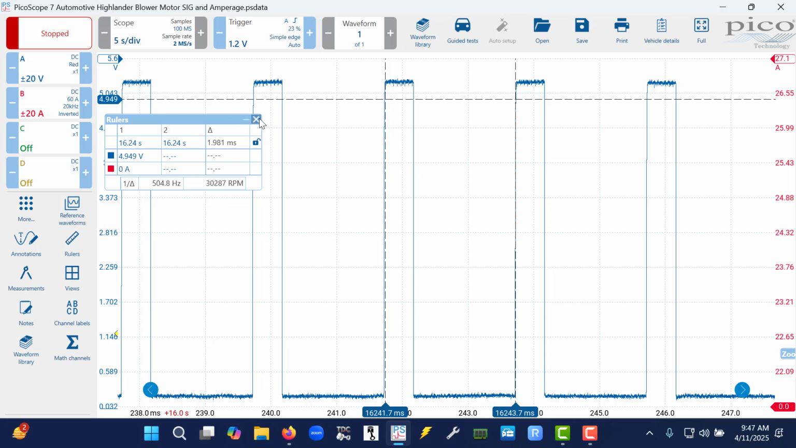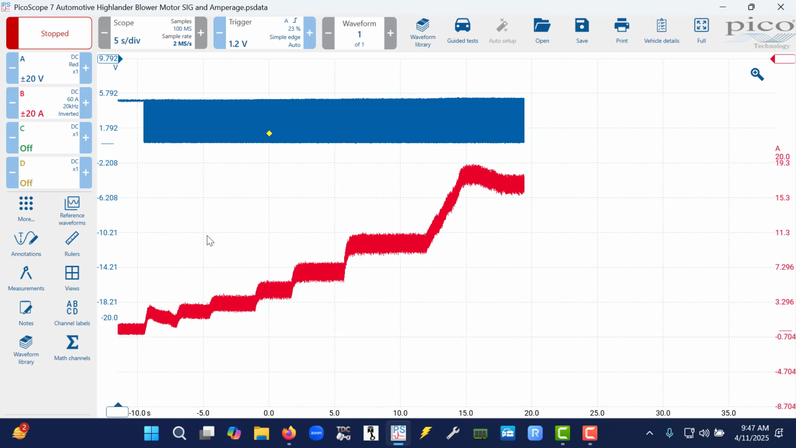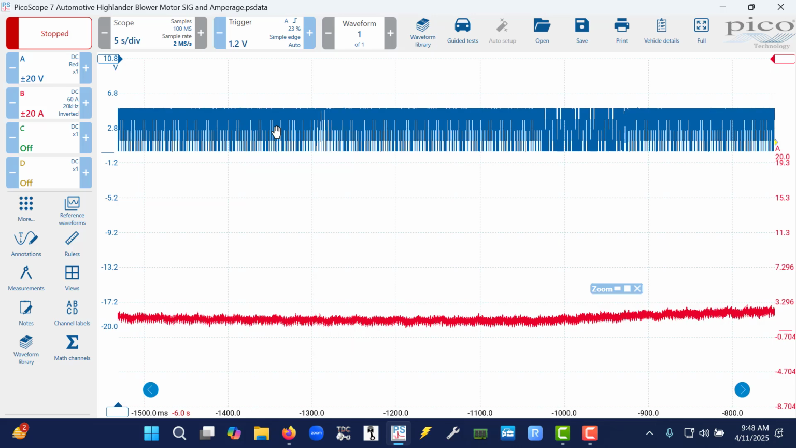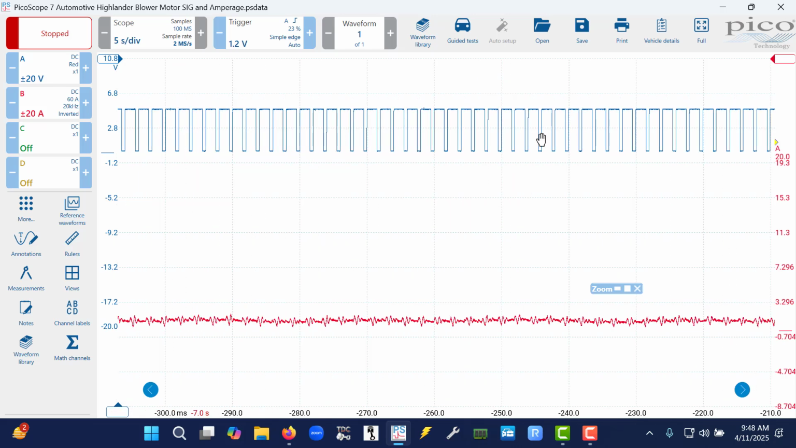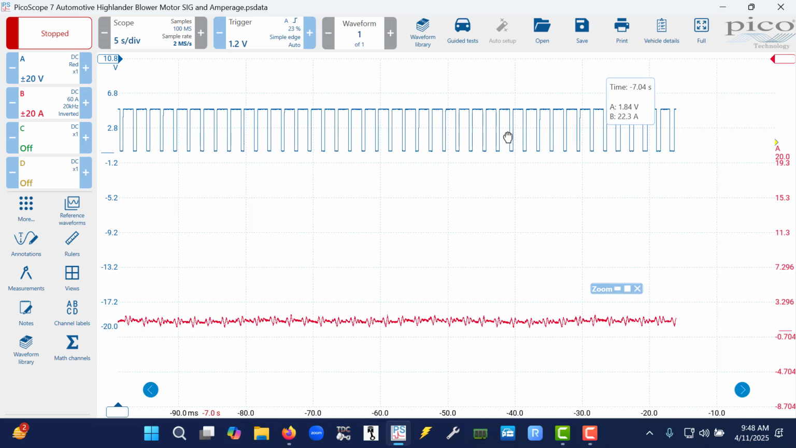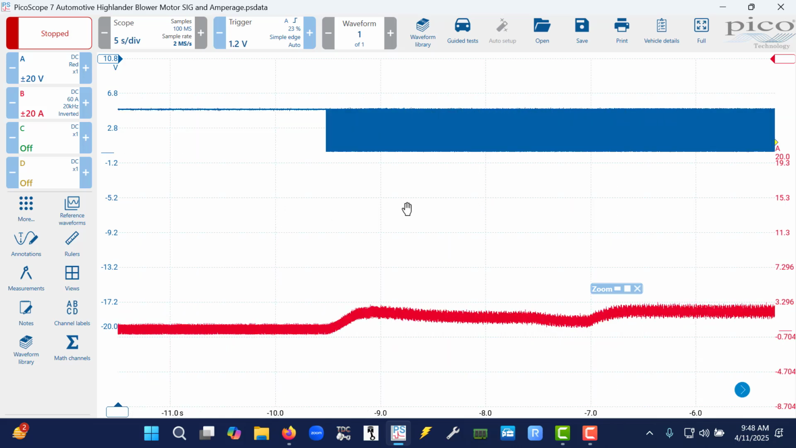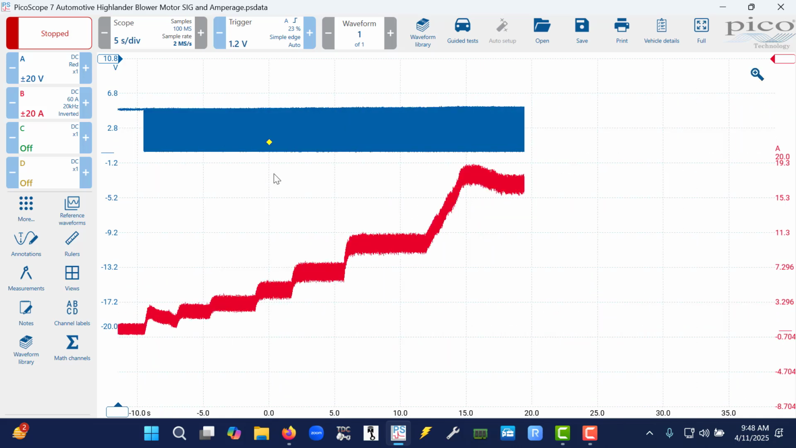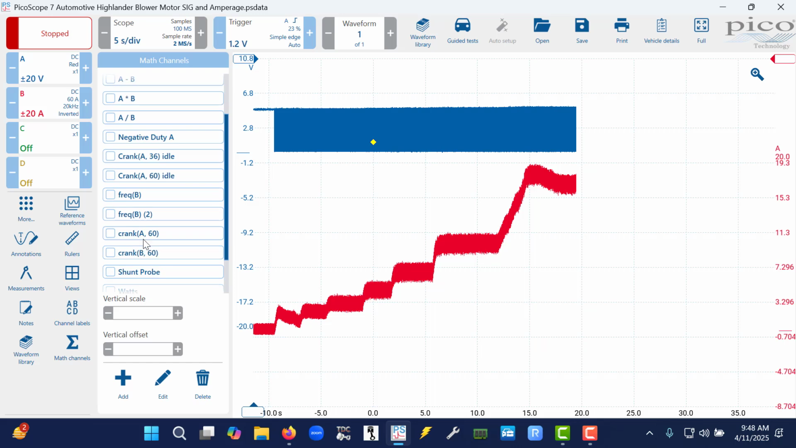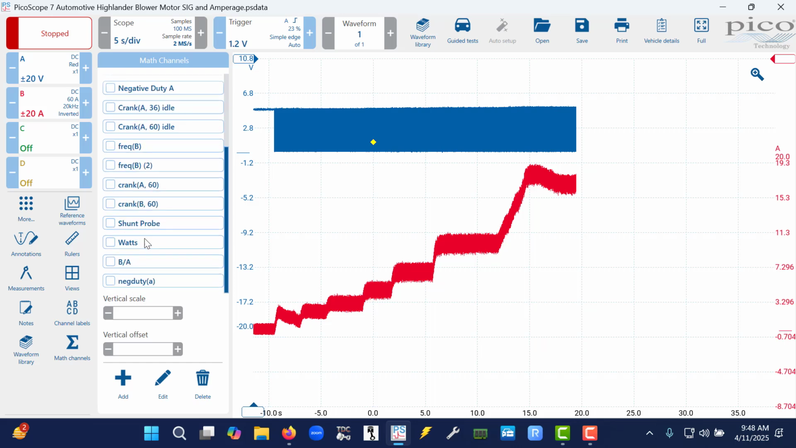So if we want to validate that, I'm going to get out of the zoom screen here. We're going to use a math channel function. So I want to look at what's happening with channel A, because again, I can see that as I increase the speed request over time, the amount of time the component is being pulled low goes up pretty significantly. So zoom way out here, and I'm going to go to math channel, and what I want to find is the ability to activate a negative duty cycle for channel A.